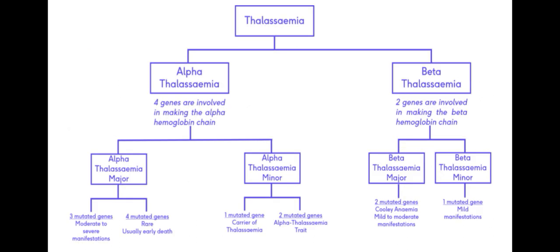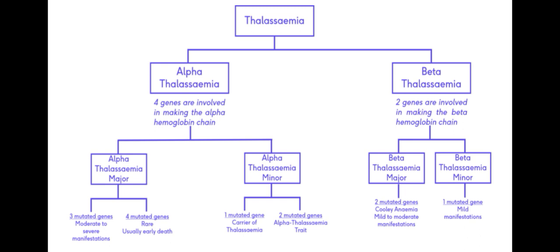Thalassemia: alpha thalassemia, beta thalassemia. Alpha thalassemia, 4 genes are involved in making the alpha hemoglobin gene. Alpha thalassemia major and alpha thalassemia minor. Alpha thalassemia major, mutated genes, moderate to severe manifestation. Then 4 mutated genes, rare, usually early death. But alpha thalassemia minor, 1 mutated gene, carrier of thalassemia, 2 mutated genes, alpha thalassemia trait.